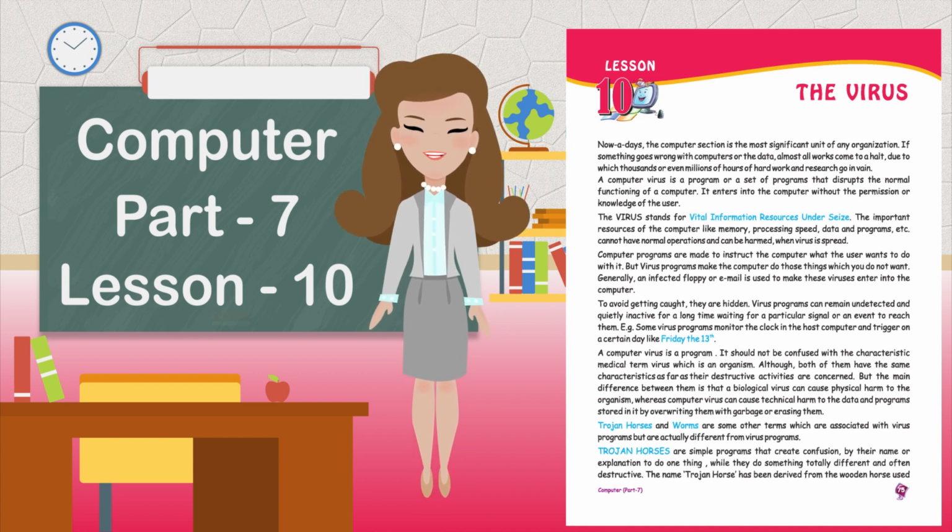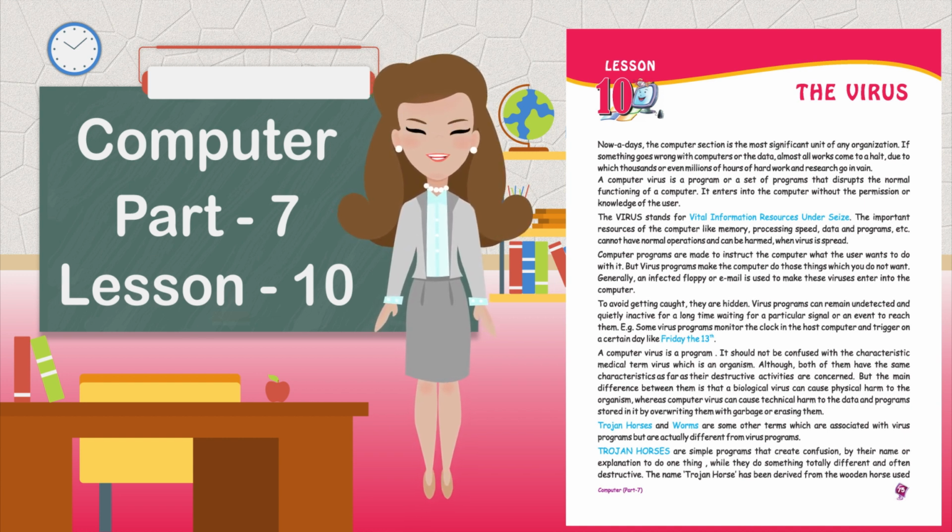Virus programs can remain undetected and quietly inactive for a long time, waiting for a particular signal or an event to reach them. For example, some virus programs monitor the clock in the host computer and trigger on a certain day like Friday the 13th. A computer virus is a program.